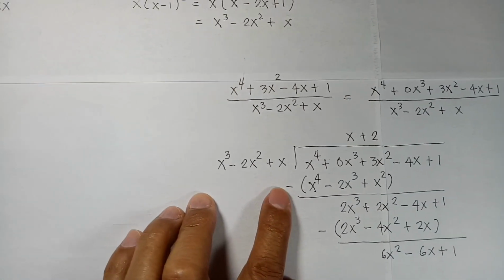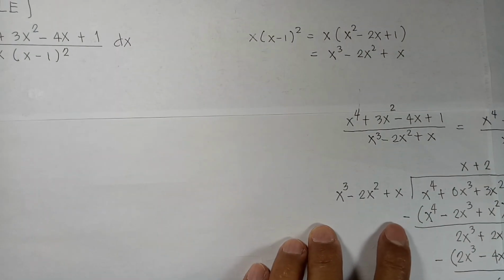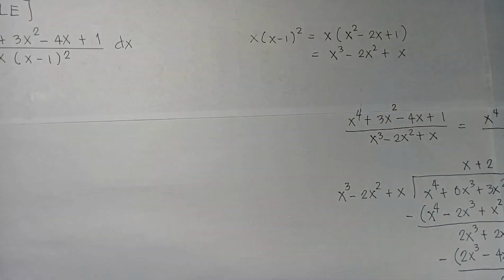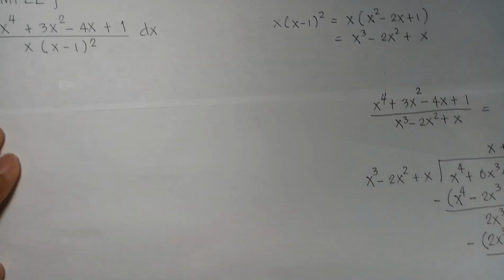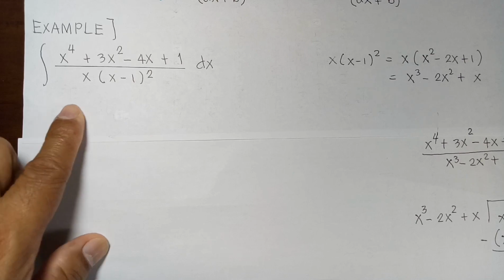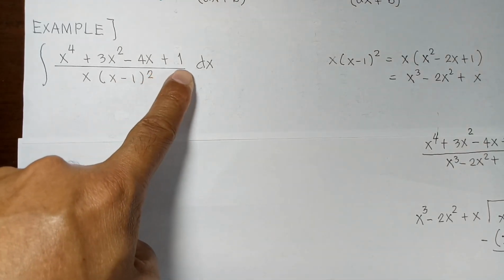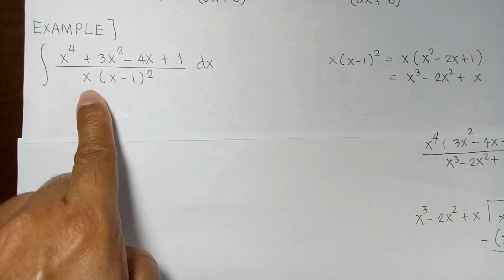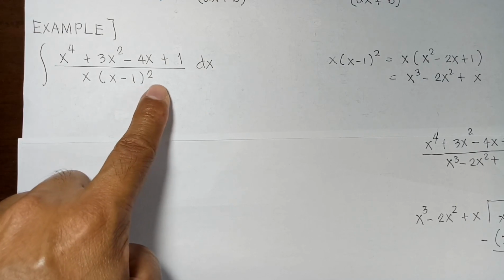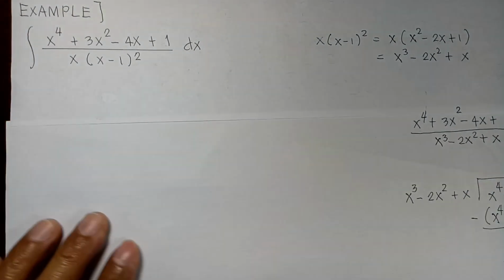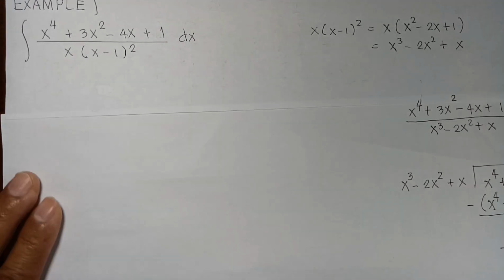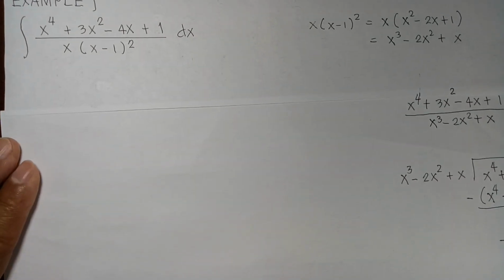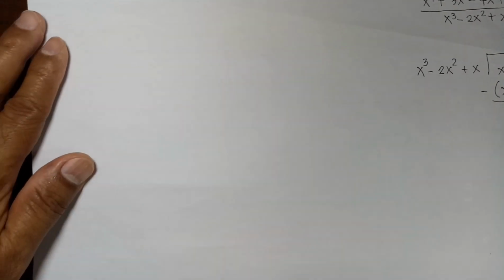Okay, so let us go back to the problem now. So as I've said, the integral of x to the fourth plus 3x squared minus 4x plus 1 dx divided by x times x minus 1 squared will be equal to the integral of its quotient plus the integral of its remainder. So let us rewrite the problem.